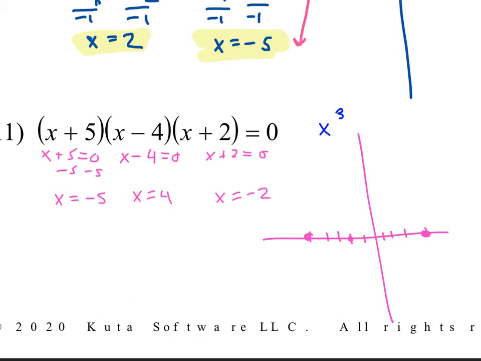So if it's positive, what's our right arrow going to do? Right arrow goes up. And if it's odd, what's our left arrow going to do? Go down. So our left arrow goes out of the point farthest to the left. Our right arrow goes out of the point farthest to the right. What do we do in the middle? Connect the dots. So that's our graph. Any questions here? You guys good with this?